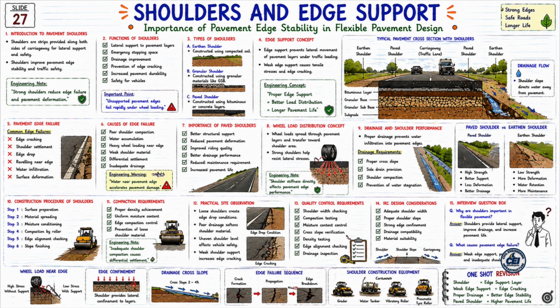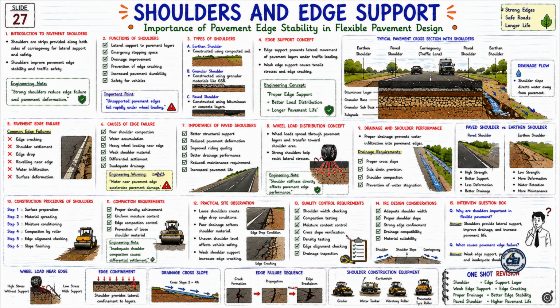Now let us look at the fourth topic. 4. Edge support concept. What does edge support do? Prevents lateral movement of pavement layers. If edge support is weak, then tensile stresses will develop and edge cracking will start. Now see the engineering concept below. Proper edge support equals better load distribution plus longer pavement life. And this is the main engineering logic of shoulder design.